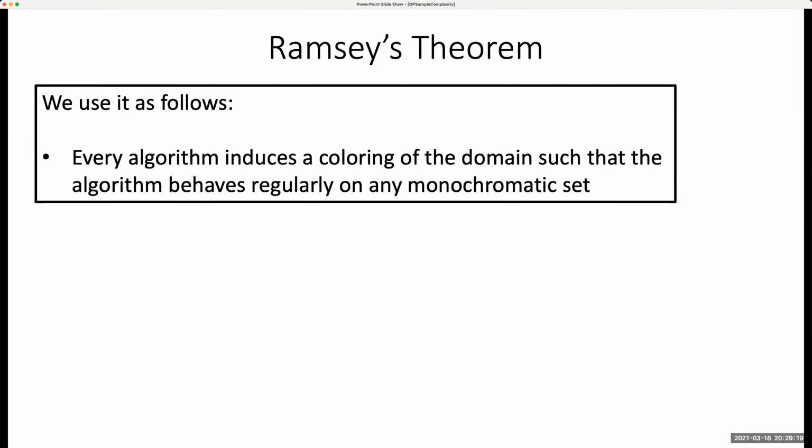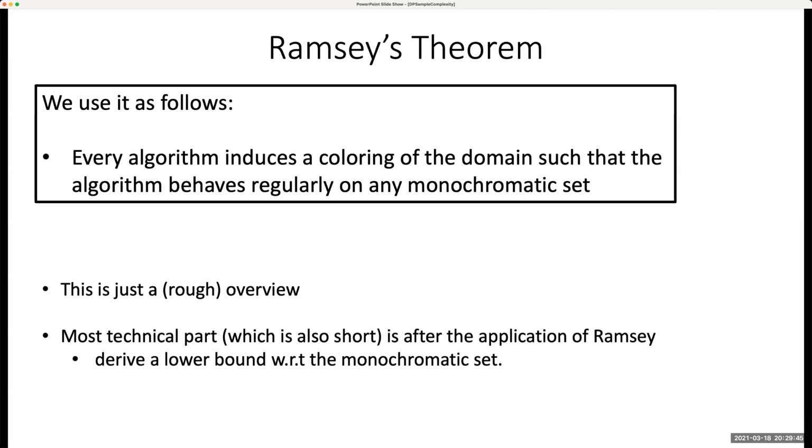And by Ramsey theorem, we get a monochromatic set, and then we see that the way we define the coloring means that on this monochromatic set, the algorithm is very, very regular. In particular, it looks like it's proper, maybe, on this set in some sense. So we start from an improper algorithm, and then we get something which looks like a proper algorithm. Intuitively, okay, so this is just a very rough overview.